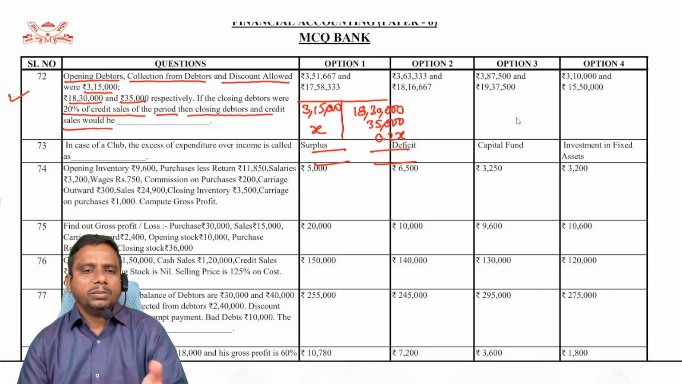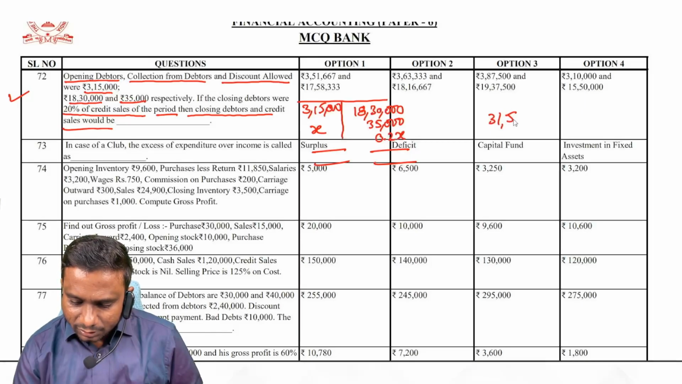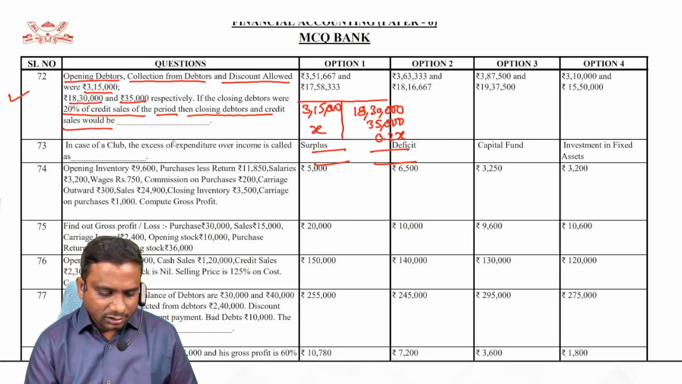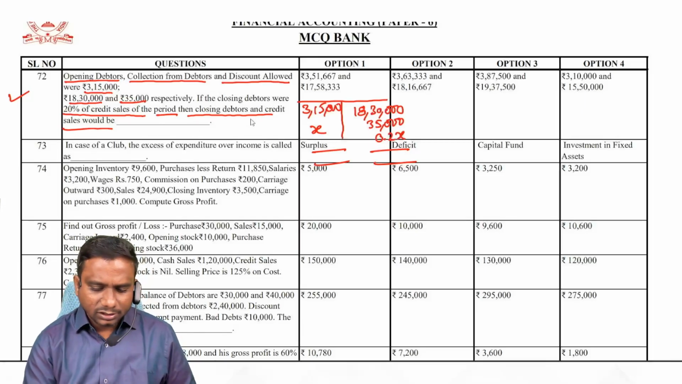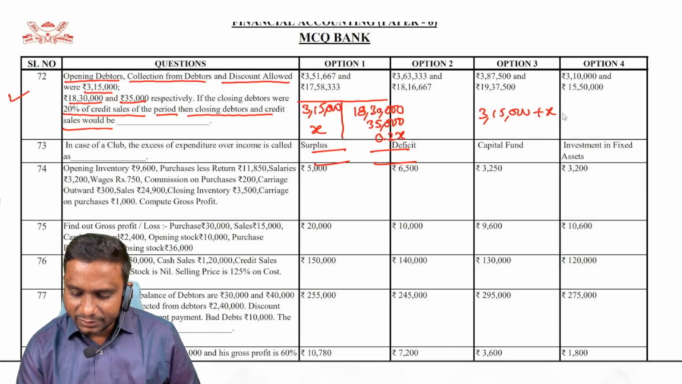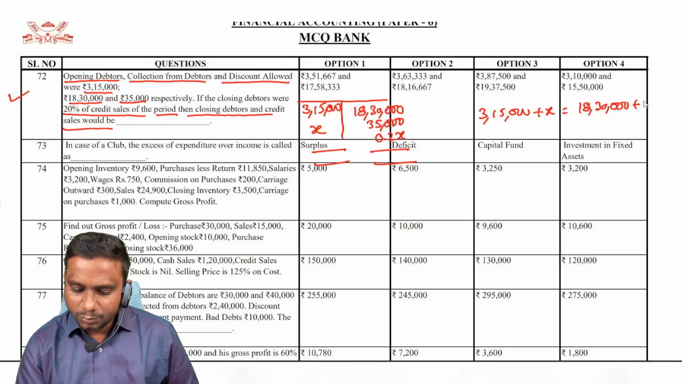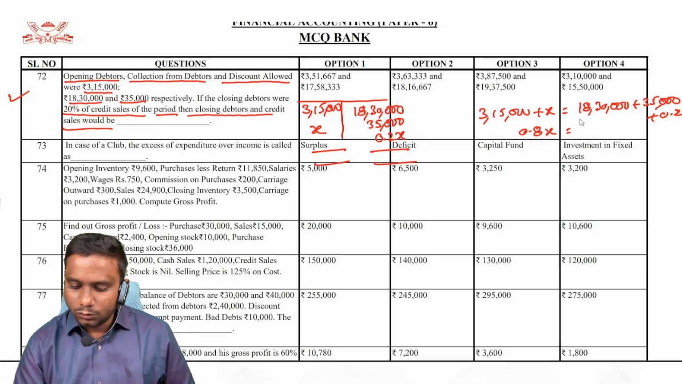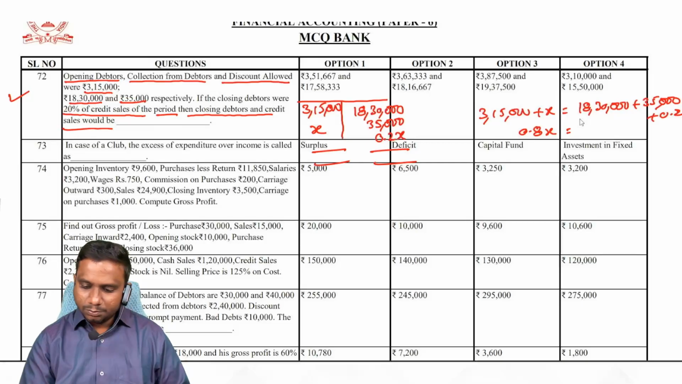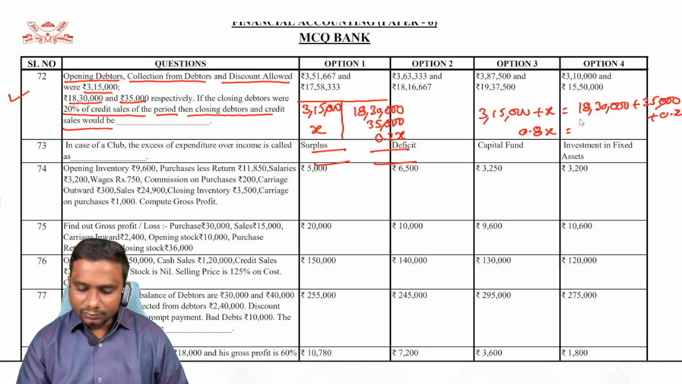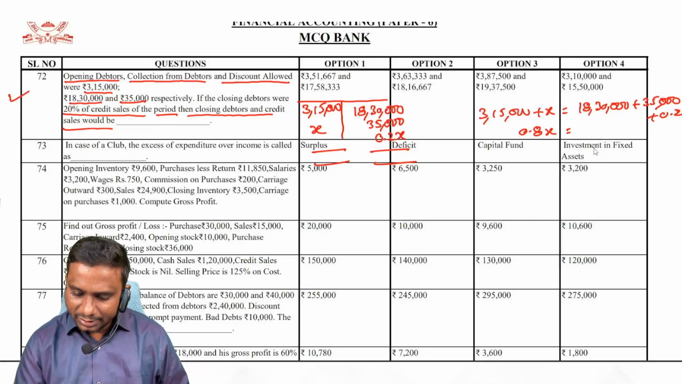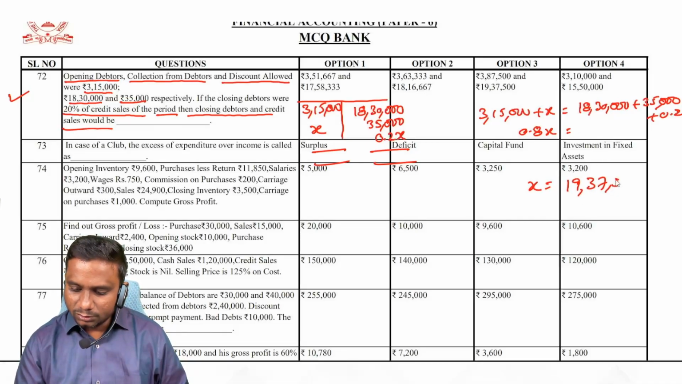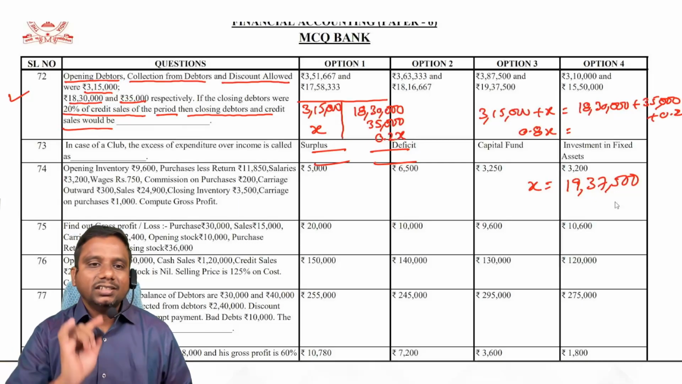Now I am framing one equation from this. So 3,15,000 is the opening. Closing debtors and credit sales they are asking. So 3,15,000 plus x is equal to 18,30,000 plus 35,000 plus 0.2x. Then 0.8x is equal to 18,30,000 plus 35,000 minus 3,15,000, divided by simply 0.8. So x is equal to 19,37,500. This is our credit sales.